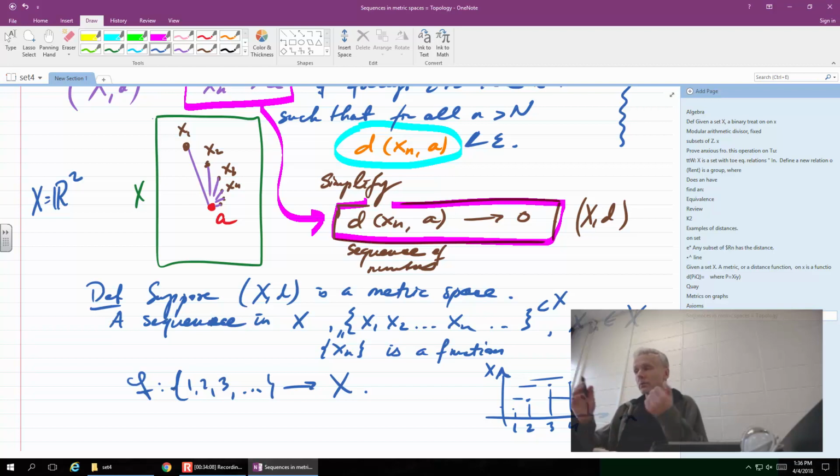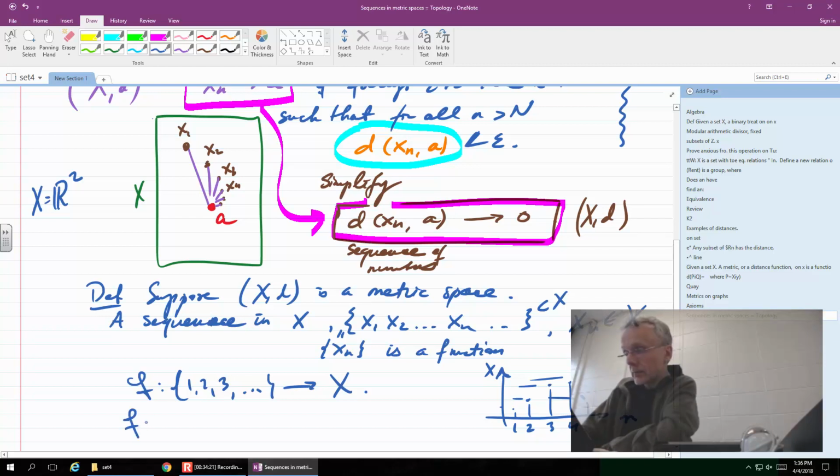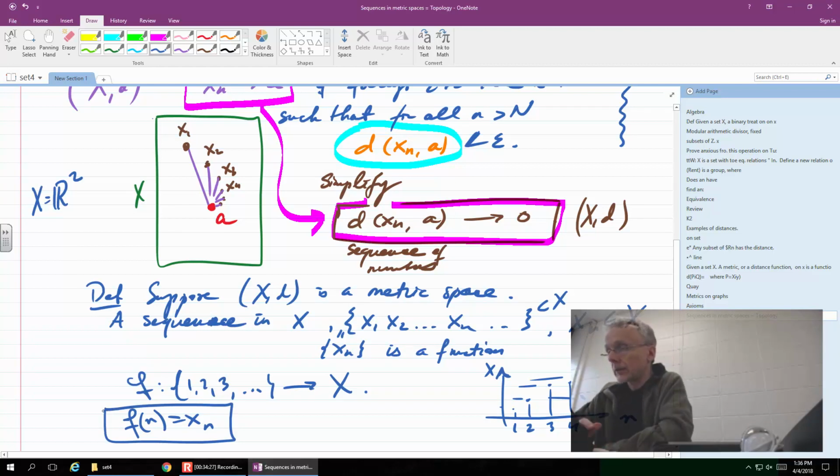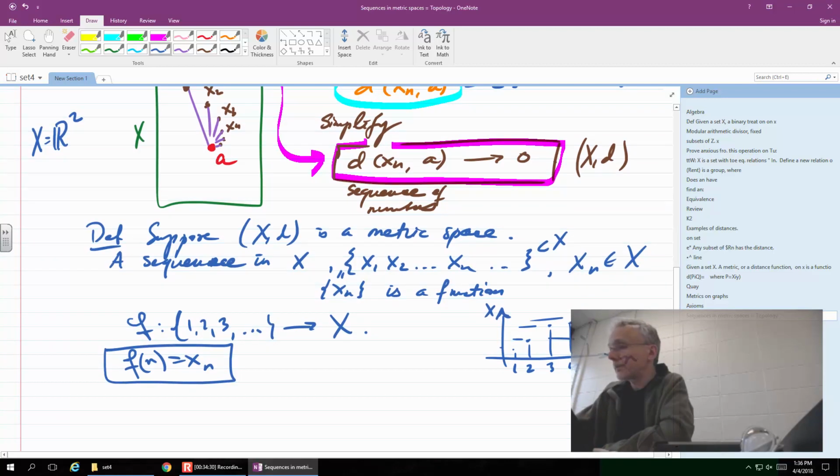Okay, because you don't know what the domain is. Okay, so then f of n is xn. So that's the interpretation that is certainly important for calculus. So sequences are functions.